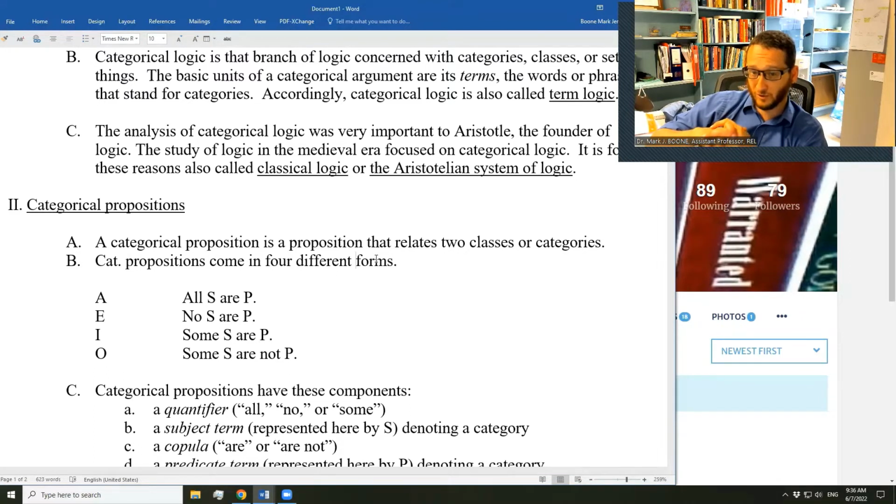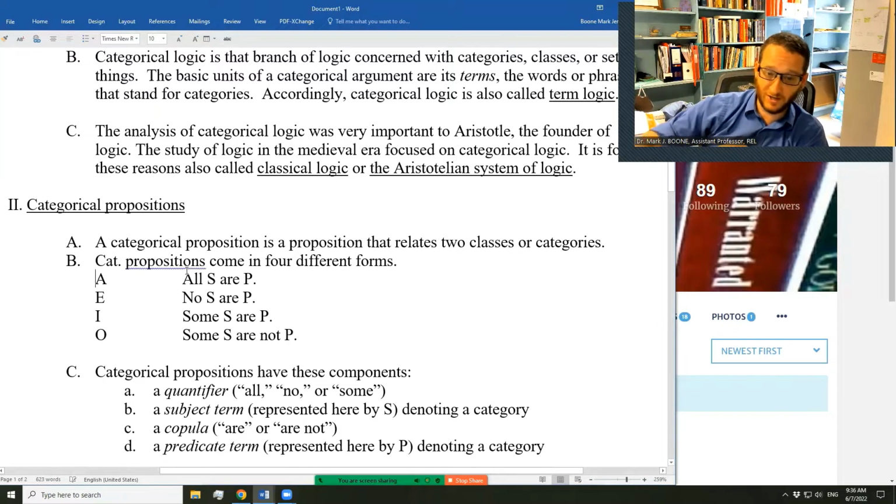An A-form categorical proposition has the structure all S are P. An E-form categorical proposition has the structure no S are P. An I-form categorical proposition has the structure some S are P, and an O-form categorical proposition has the structure some S are not P.